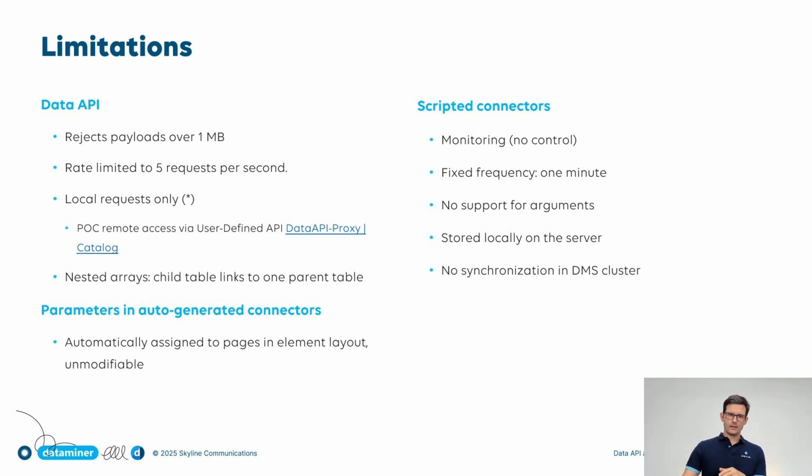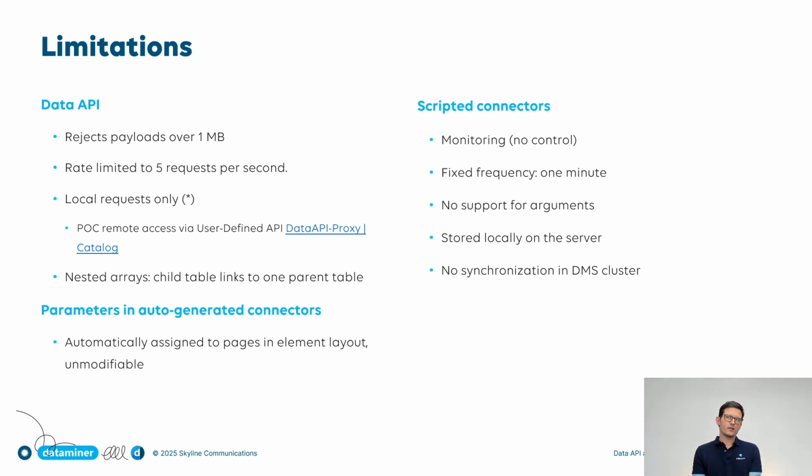Scripted connectors are used today for monitoring. So you pull or you scrape the data from GitHub, for example, and the data that you get back, you put it in DataMiner. We don't have any control mechanism today. Scripted connectors are executed every minute. That is also a fixed frequency. We will look into making that configurable in the future.